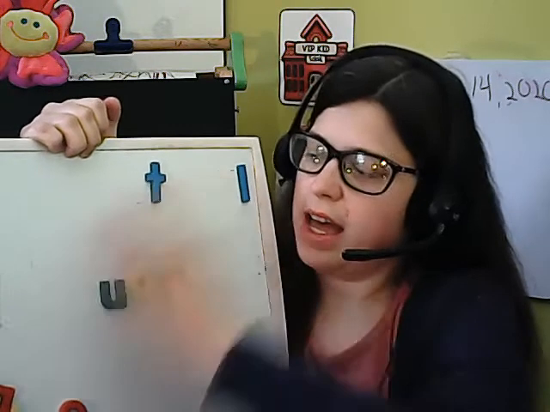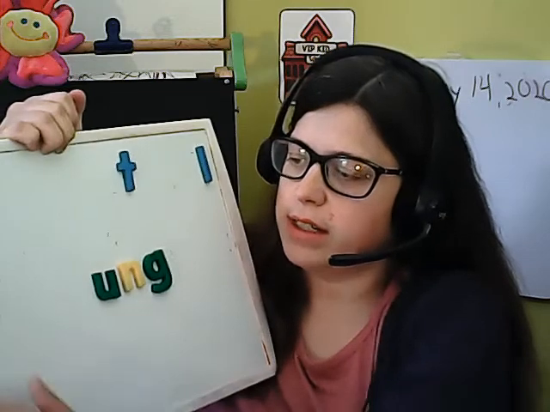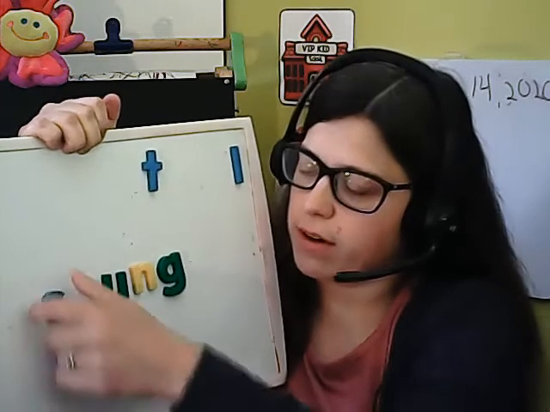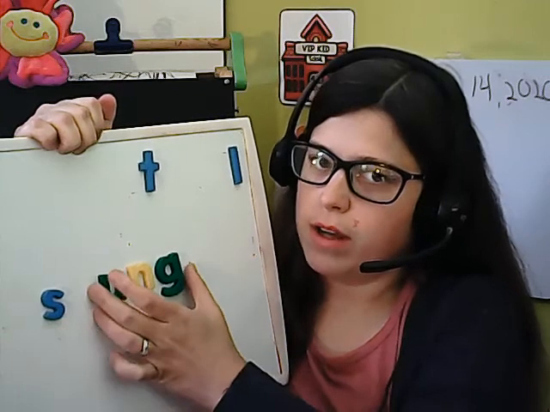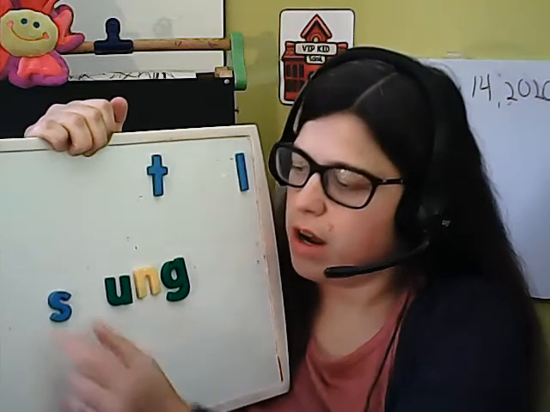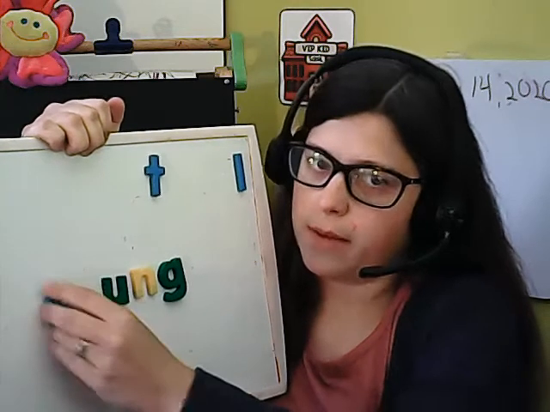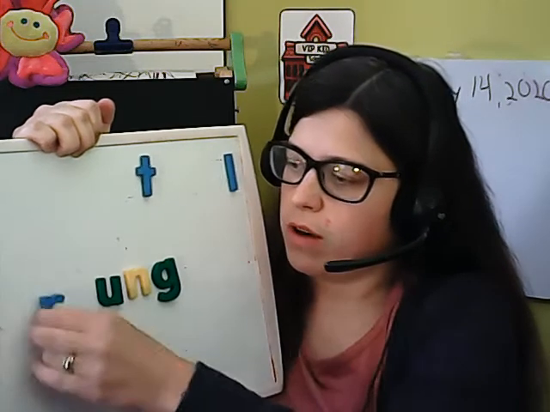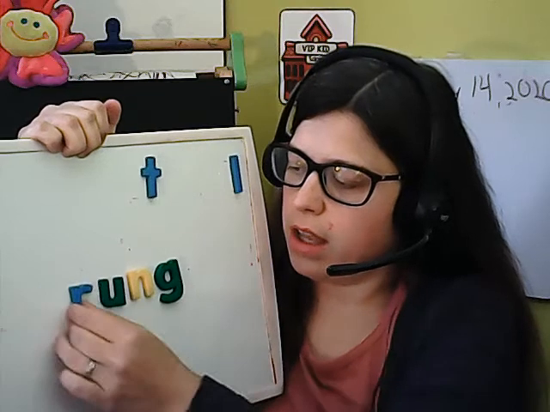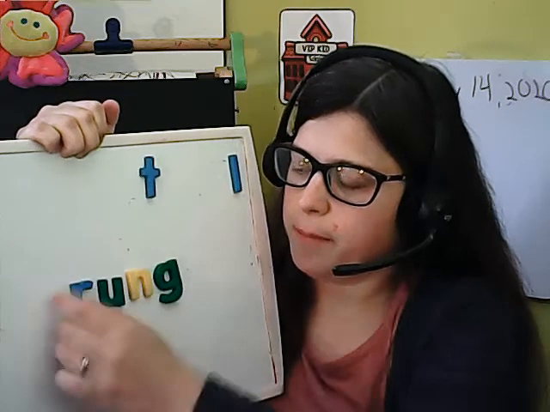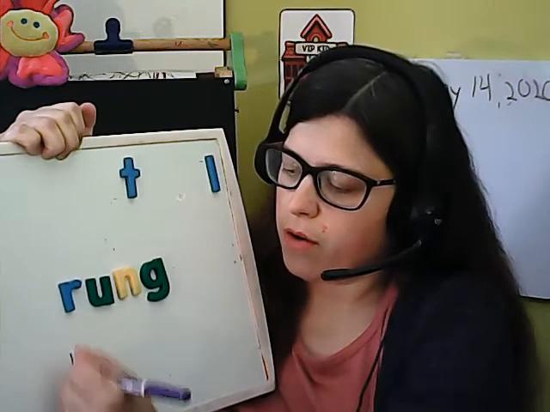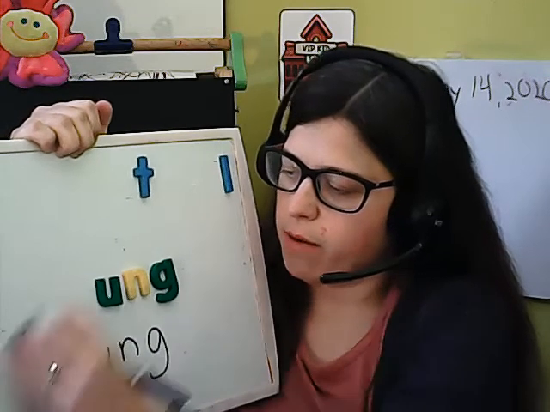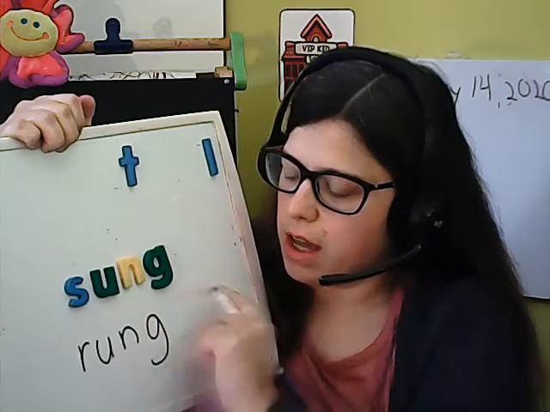practice writing some ung words. I'm going to put an S, the S sound first. We're going to say the separate chunks and then push it together. S-ung. Sung. R-ung. Rung. R-ung. And we forgot to write sung. Sung.